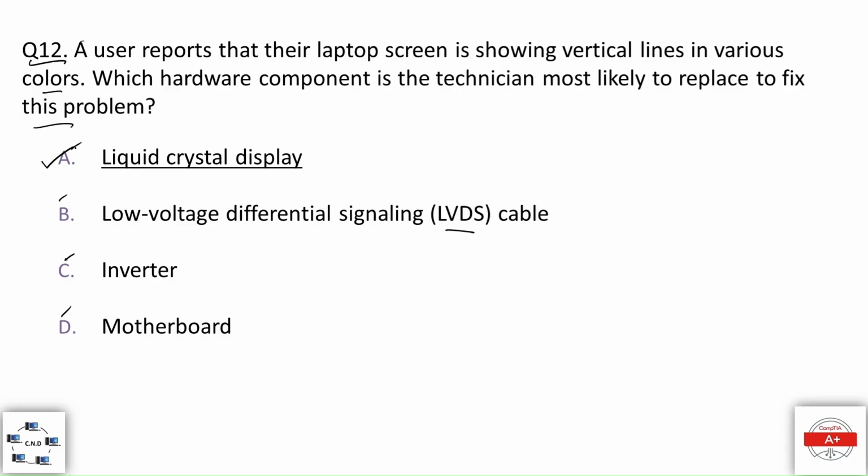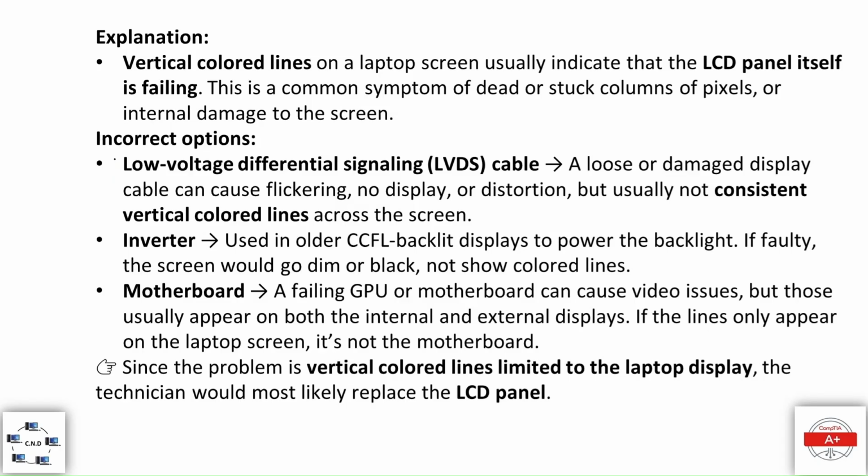Option A, liquid crystal display or LCD. Vertical colored lines on a laptop screen usually indicate that the LCD panel itself is failing. This is a common symptom of dead or stuck columns of pixels or internal damage to the screen. Incorrect options, low voltage differential signaling cable. A loose or damaged display cable can cause flickering, no display or distortion, but usually not consistent vertical colored lines across the screen.